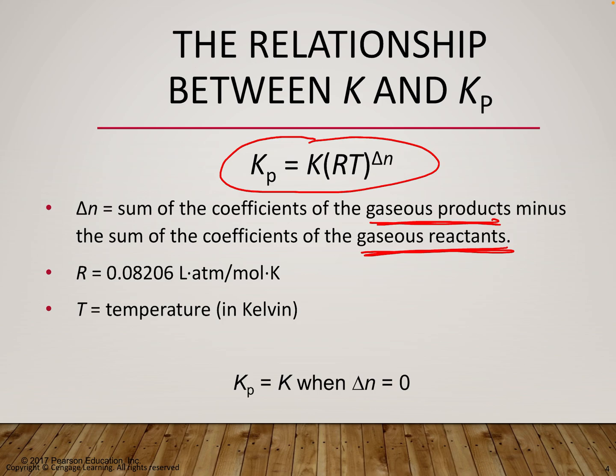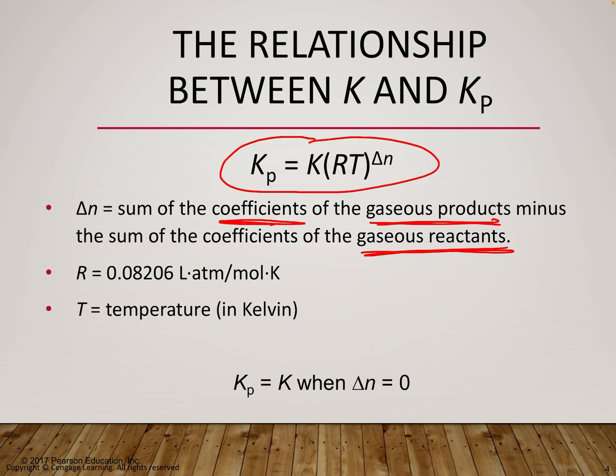But when you're looking at the reaction, sometimes you may have reactants or products that are in the solid phase, or maybe they're aqueous, or maybe they're a liquid. Okay, leave those out of this delta n equation. It's always going to be products minus reactants, but only the gases.